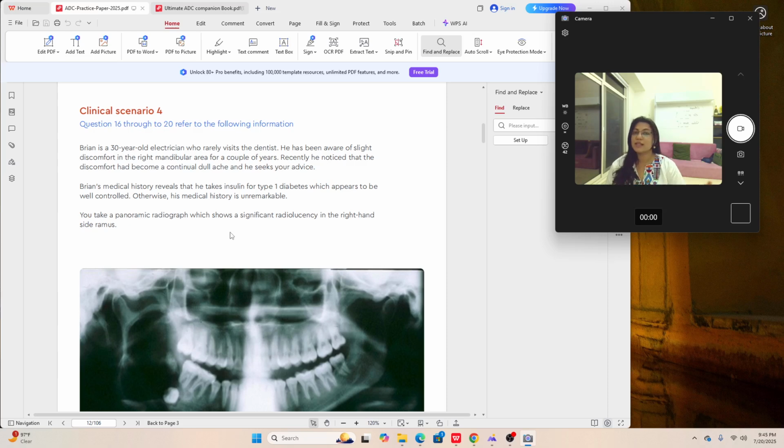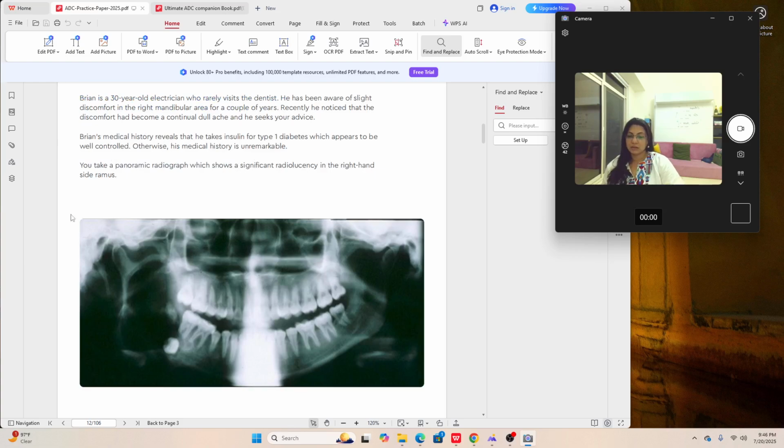The first line is never CBCT, okay? You take a panoramic radiograph which shows a significant radiolucency in the right hand side ramus. The question itself says focus on the right hand side of the ramus. So you don't have to just look at the OPG and wonder what is going wrong. The question itself gives you where to look at in the picture. So this is the picture, and you see there is a significant radiolucency.